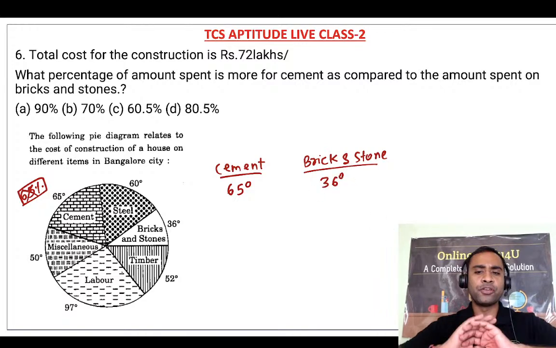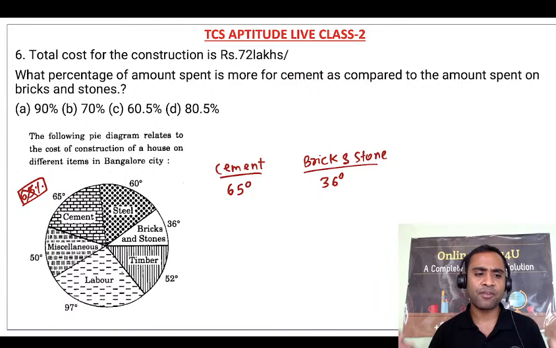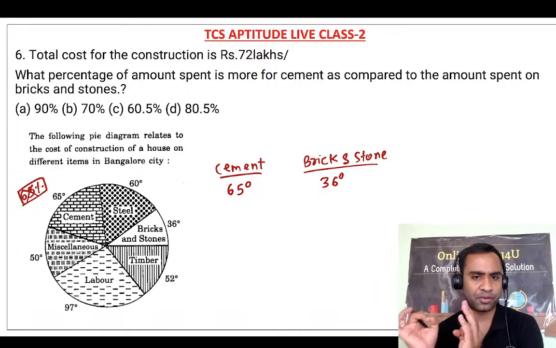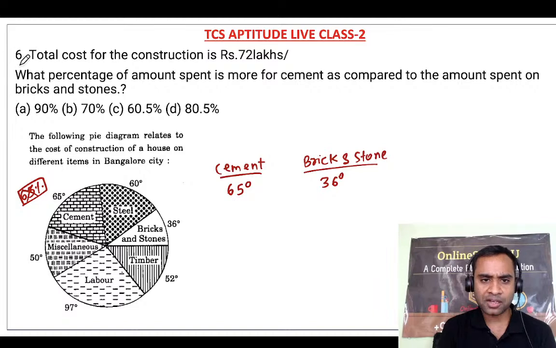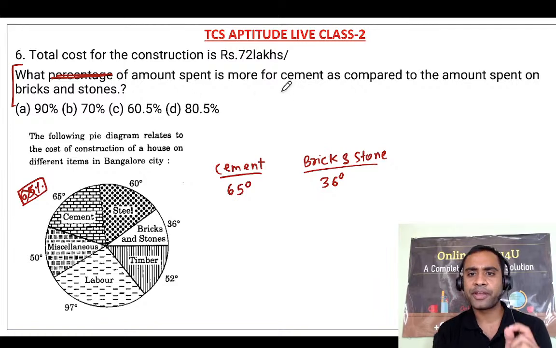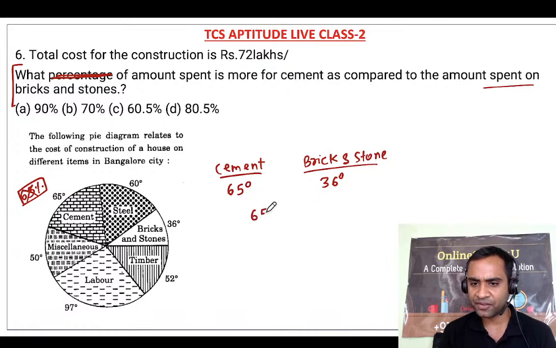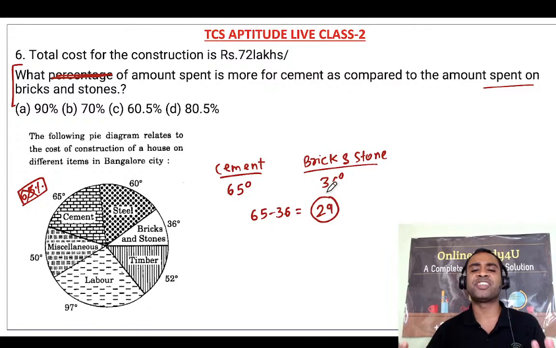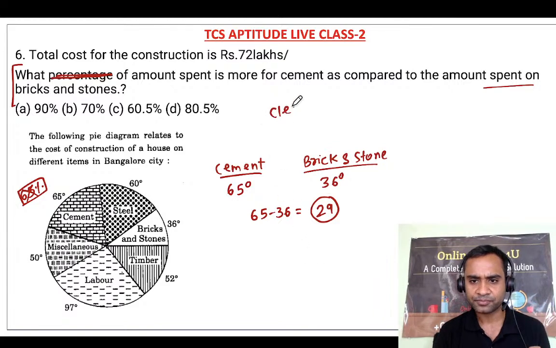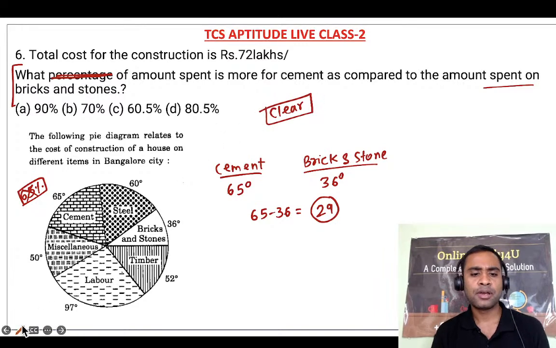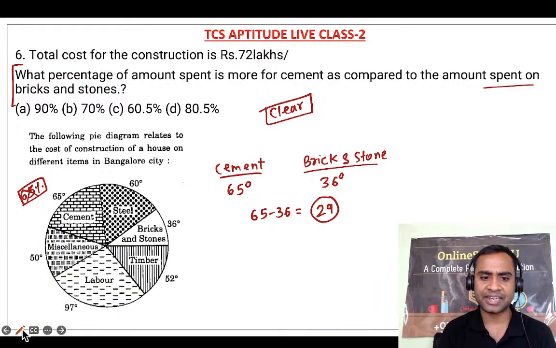For some time forget about degree, forget about percentage, forget about everything. Let us do it step by step, then things will be clear to you. So what is the amount spent more for cement as compared to the amount spent on bricks and stone? It is 65 minus 36, which is 29. 29 is the amount spent more on cement as compared to bricks and stone. Is it clear, my dear friends? Now read the question once again, and we will take percentage into consideration.